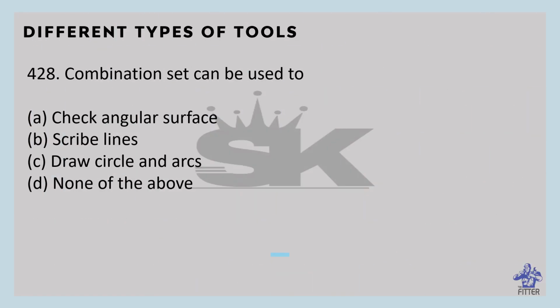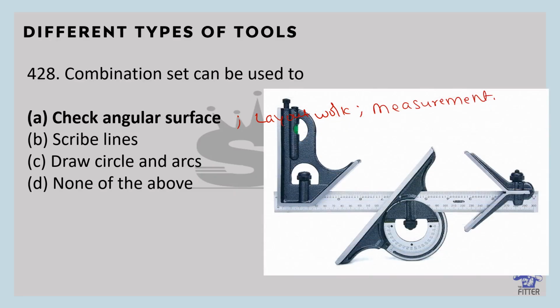The combination set is used to check angular surfaces. The combination set can be used for different types of work such as layout work, measurement, and checking angles. I'm writing all these: layout work and measurement. So this is the combination set.